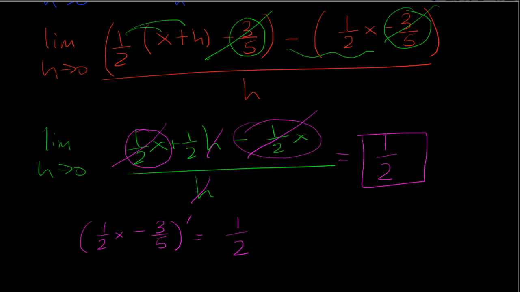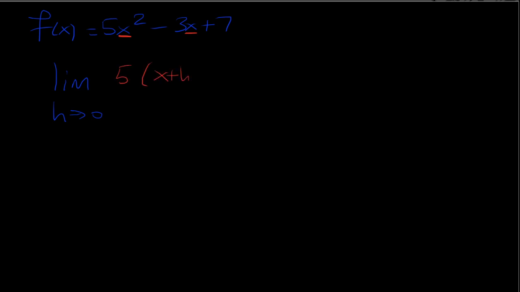Next, we'll be looking at a quadratic. So we'll let f of x be 5x squared minus 3x plus 7. I'm going to be looking at my limit as h approaches 0. And here I want f of x plus h. So for every x I see, I'm going to replace it with x plus h. So I like to put parentheses where the x value is.